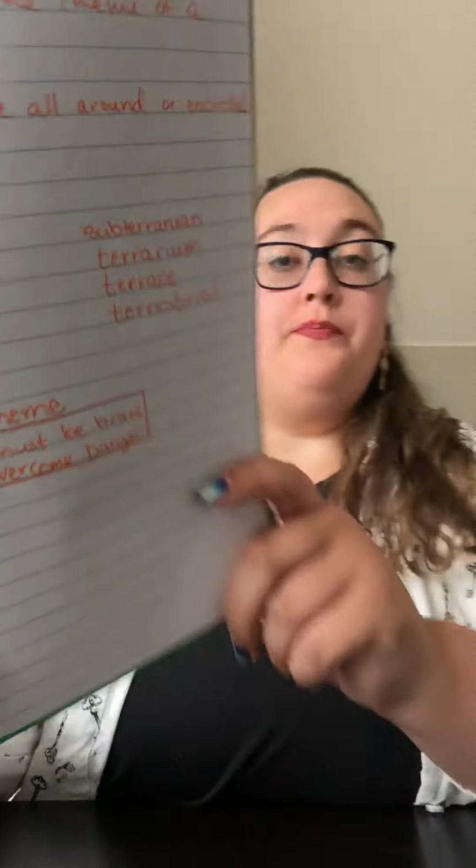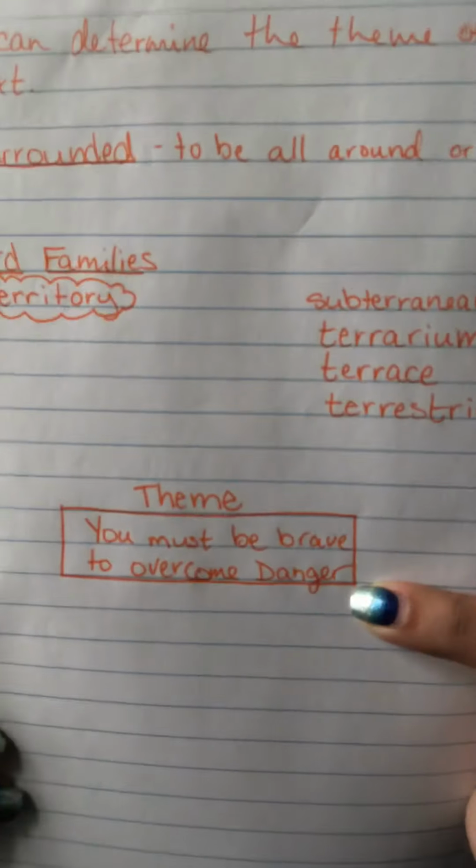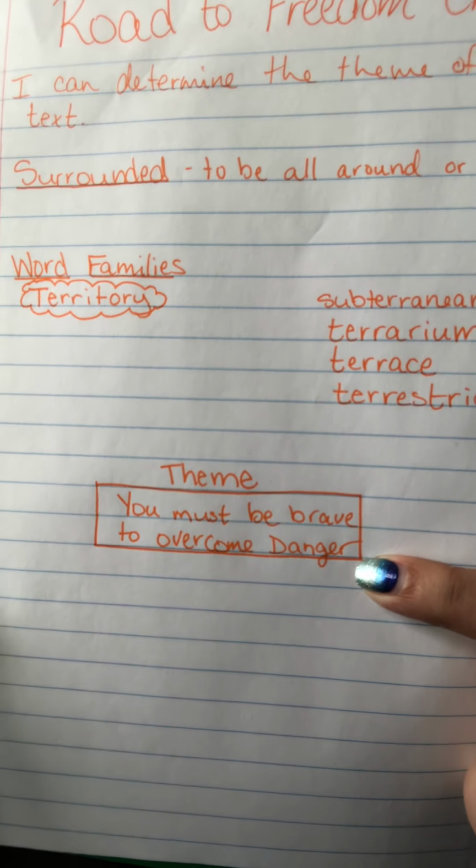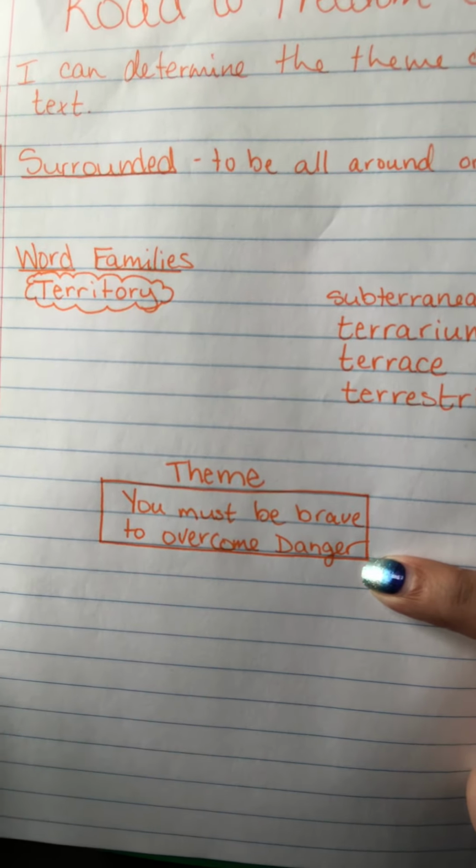So I put a box around the theme right here. So I put theme, and I had a box, and I wrote those words inside of it. And now what I'm going to do is come up with 3 boxes down below that all support that theme. So we're going to find some key details that support this theme of bravery overcoming danger.